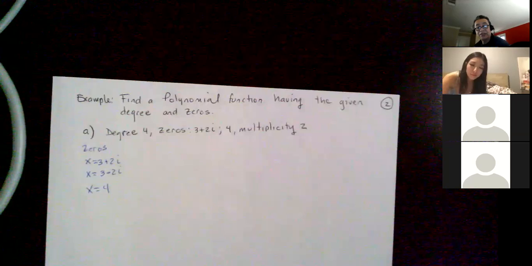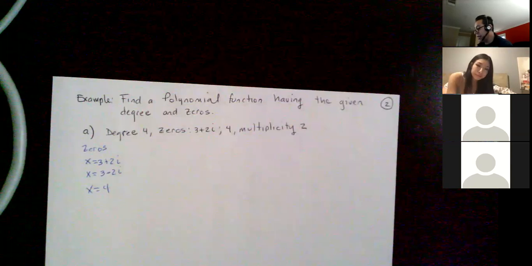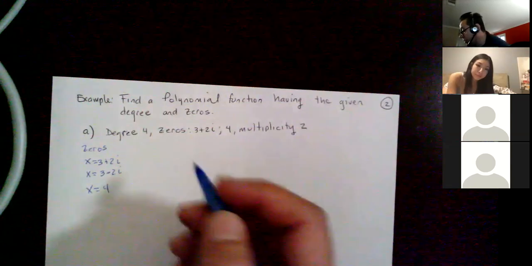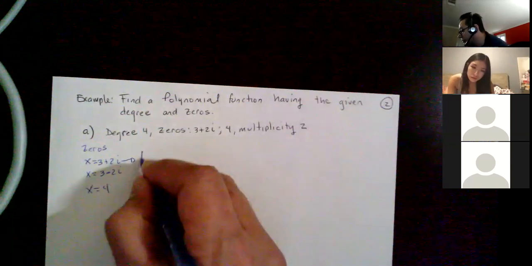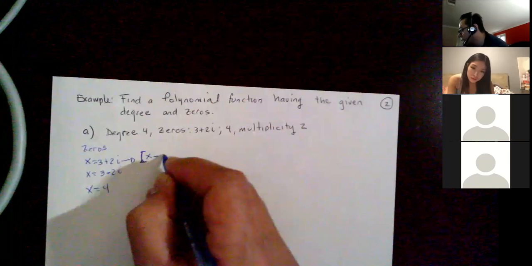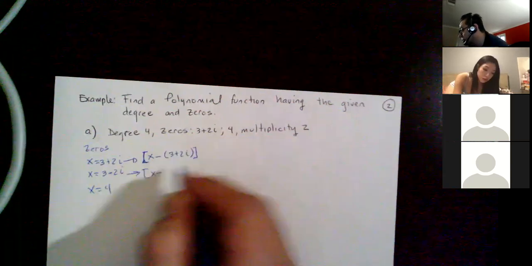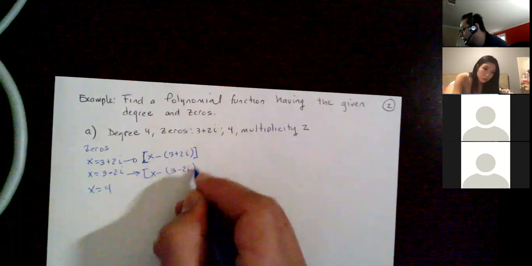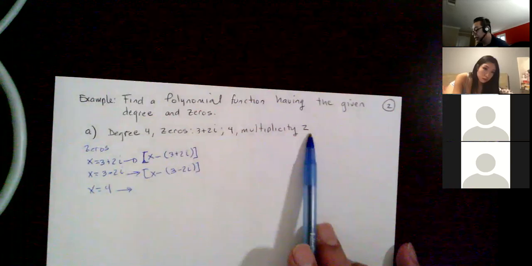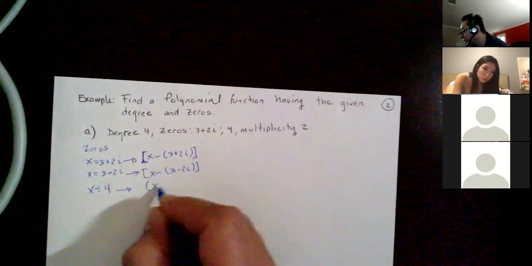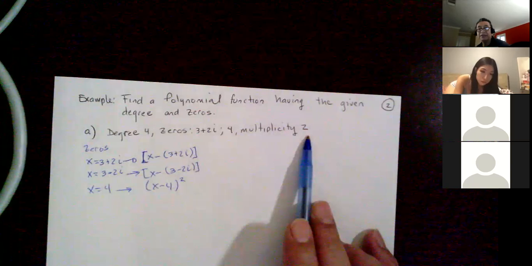All right, so the other zero was 4, right? Notice that if I now write it as a factor, that would be x minus 3 plus 2i. As a factor, the other would be x minus 3 minus 2i. And notice the 4 has multiplicity 2, right? If I write x equals 4 as a factor, that would be x minus 4 squared. Why the square? Because that's multiplicity 2. Is that clear so far?